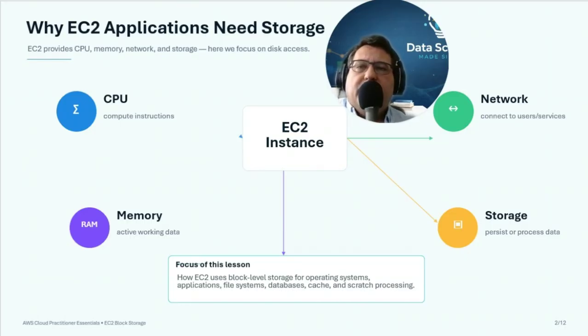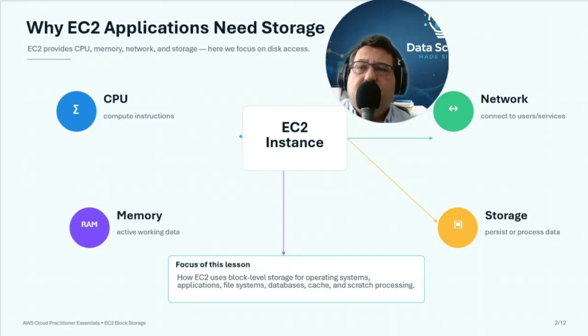The second resource is memory, also called RAM. Memory contains the active data that applications need while they are running. It is extremely fast, but is normally temporary. When a computer is powered off, the information in RAM is lost. The third resource is the network. Networking allows the EC2 instance to communicate with customers, other servers, databases, AWS services, and systems located outside AWS.